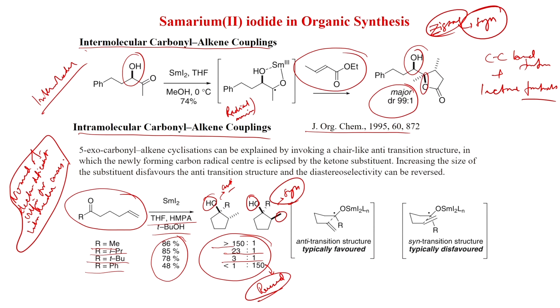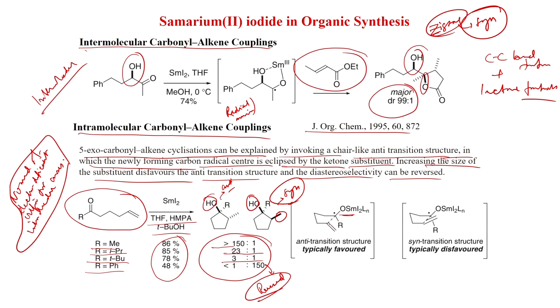So, what could be the mechanism? This kind of transition structure might operate, that the 5-exo carbonyl alkene cyclization can be explained by invoking a chair-like anti transition state structure, in which the newly forming carbon radical center is eclipsed by the ketone substituent. So, here this O samarium takes this anti with this double bond. Increasing the size of the substituent disfavors the anti transition structure, and the diastereoselectivity can be reversed. So, in this anti transition state, you can see this is big of course compared to R. So, that is why we are calling it anti.